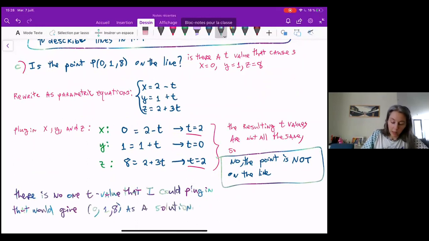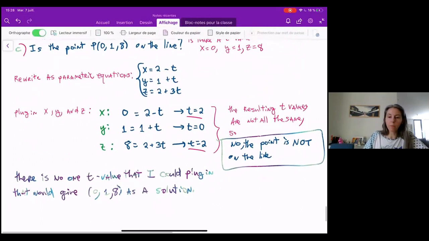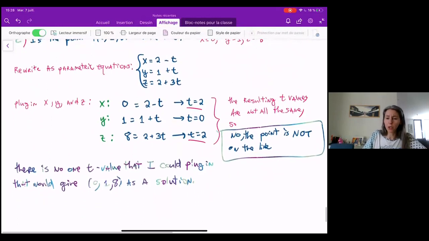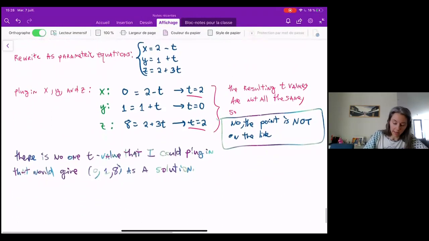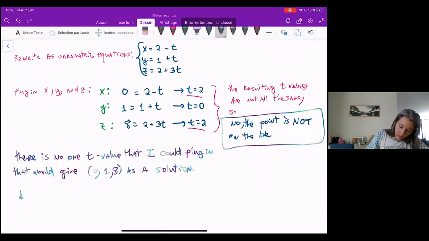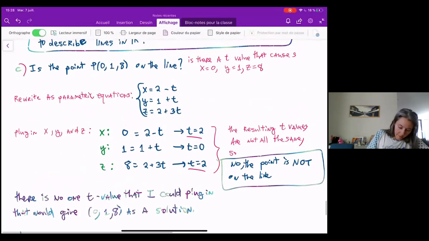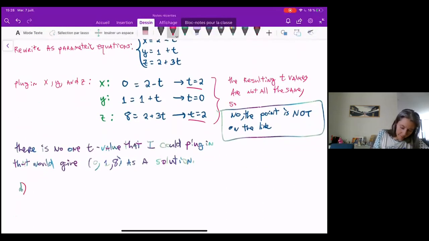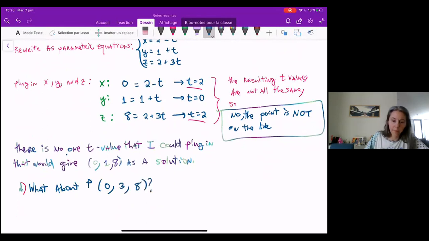Okay, so let's go on. Let's look at just one more point and make sure that we understand how to determine if a point is on a line. What about the point (0, 3, 8)?